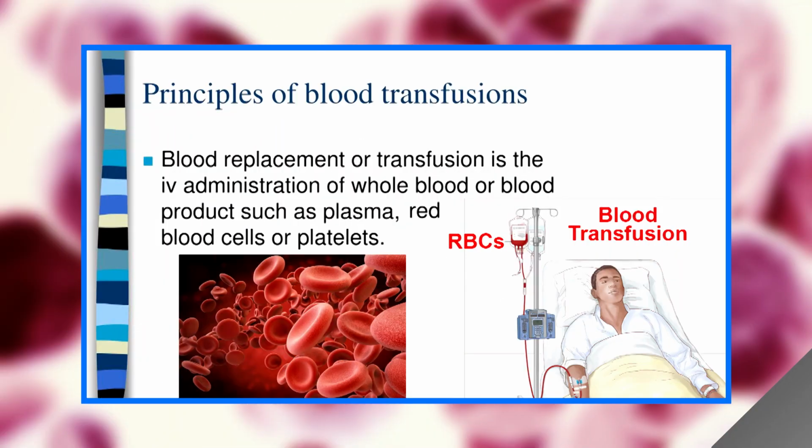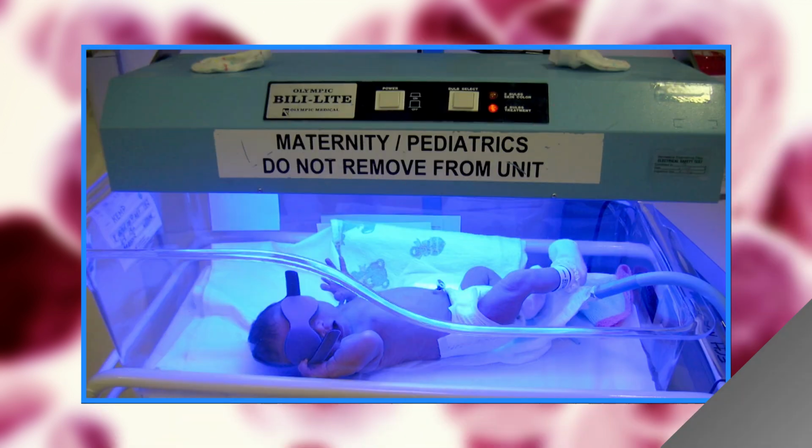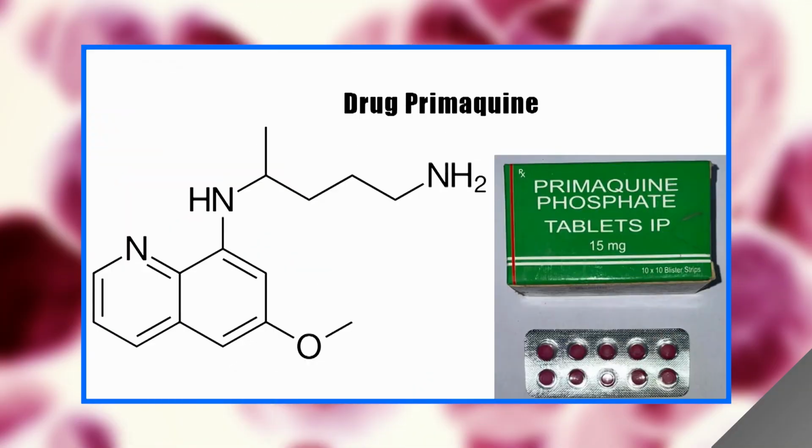Treatment of acute episodes may include medications for infection, stopping the offending medication, or blood transfusions. Jaundice in newborns may be treated with Billy lights, that is phototherapy. It is recommended that people be tested for glucose 6-phosphate dehydrogenase deficiency before certain medications such as primaquine are taken.